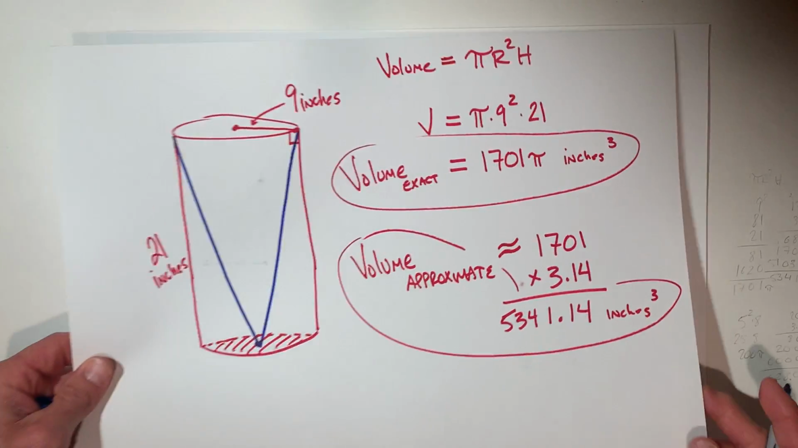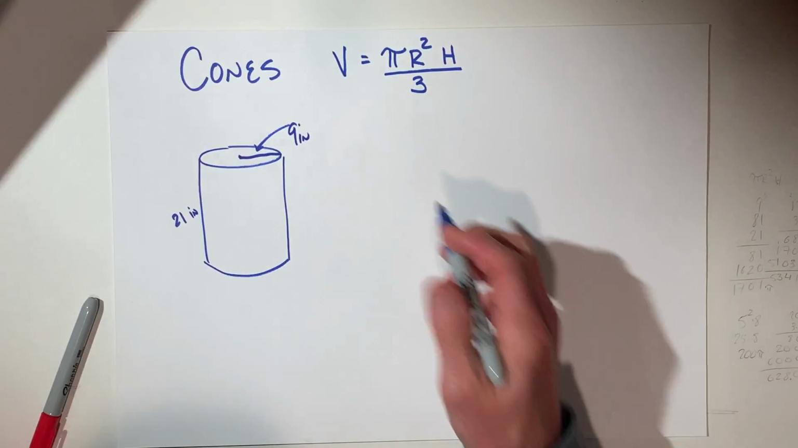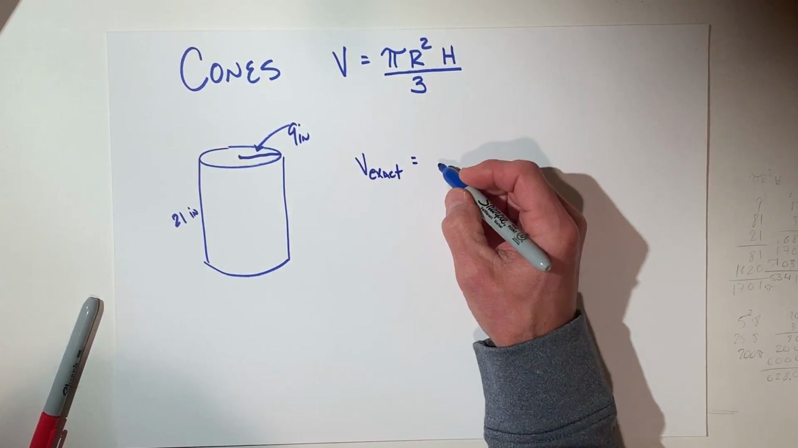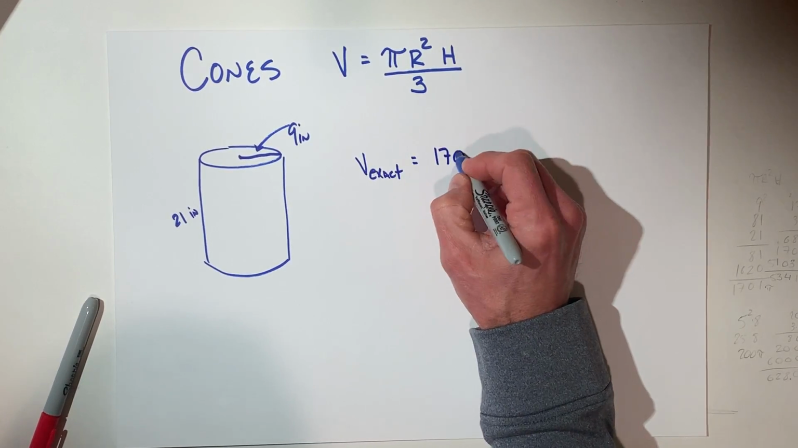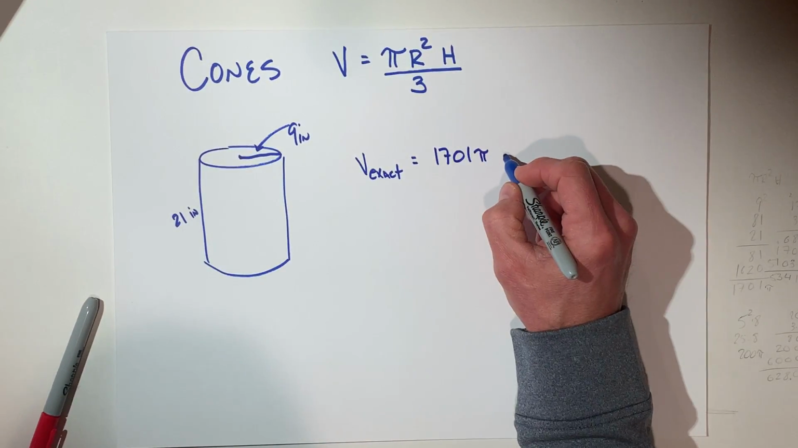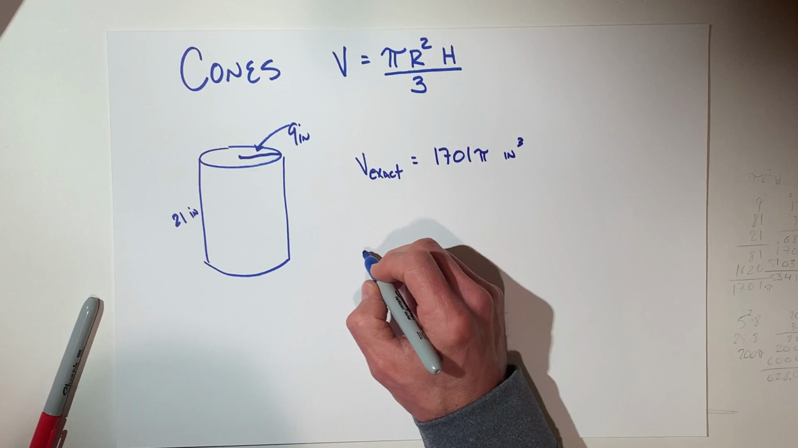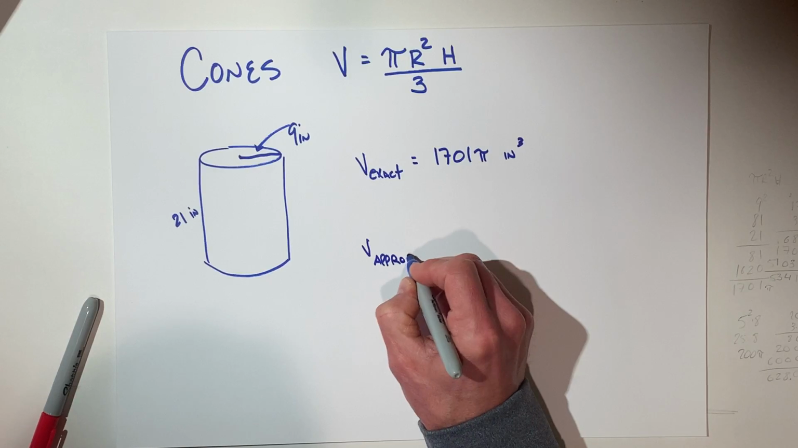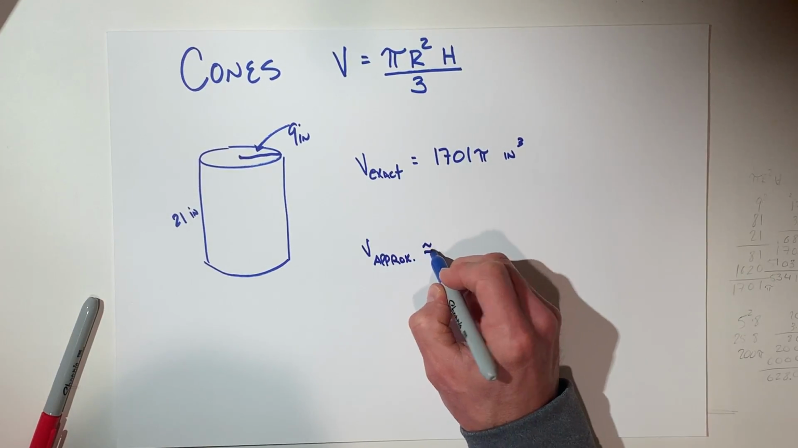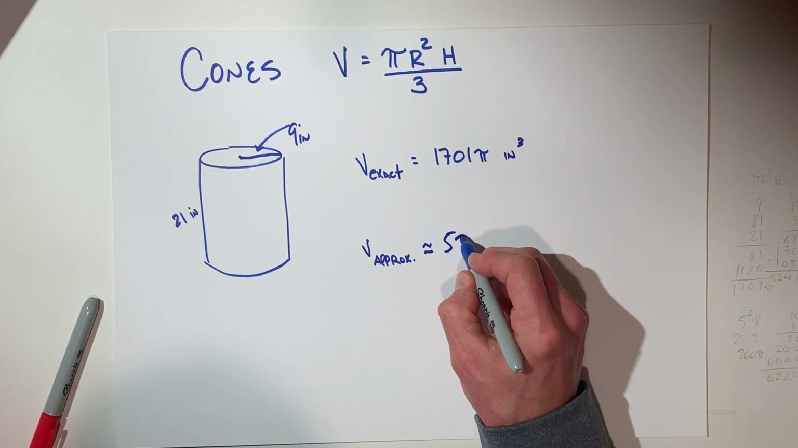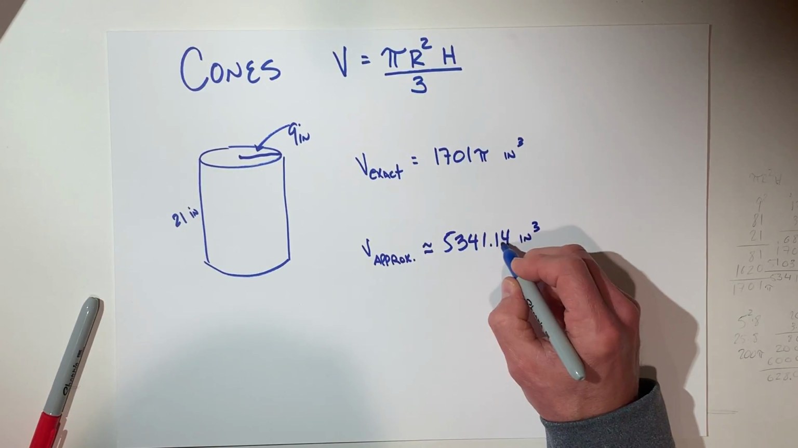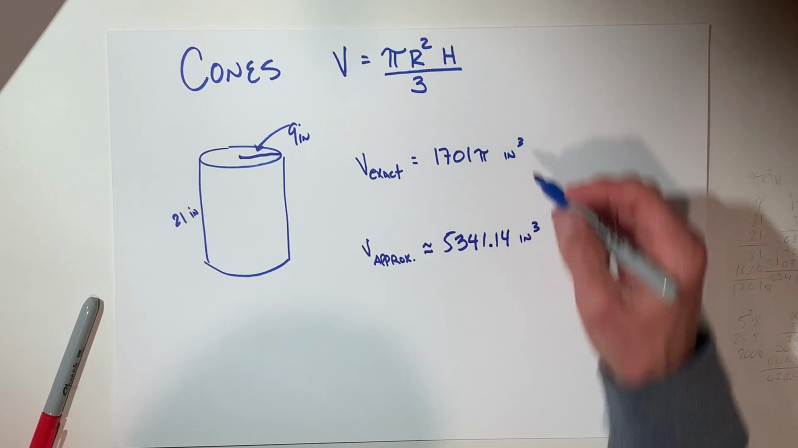And we've already done the calculations. You can review and rewind if you need to. So V exact was 1701 pi inches cubed, and volume approximate was approximately 5341.14 inches cubed. Now you're going to perhaps be using a calculator here.